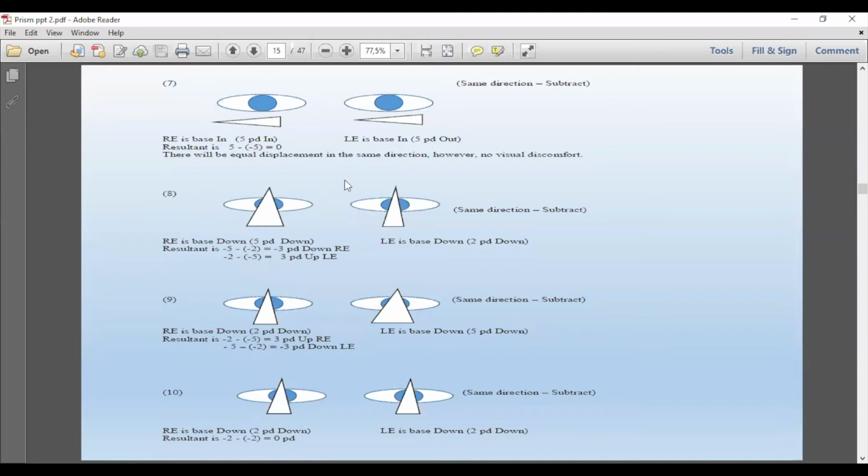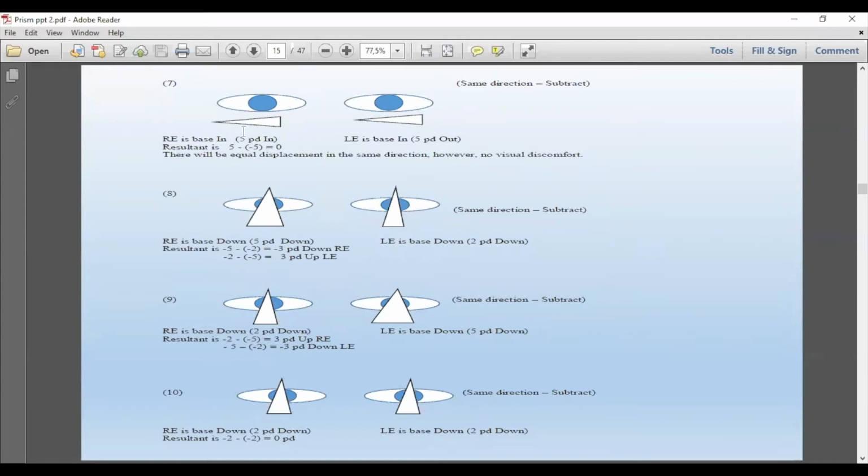So now, in other words, your displacement is equal, okay? So in other words, there's going to be no visual discomfort. All that's going to happen over here is that the images are going to be displaced in the same direction, and there's no difference in the displacement. So there's no prismatic effect over here. Does that make sense to you?